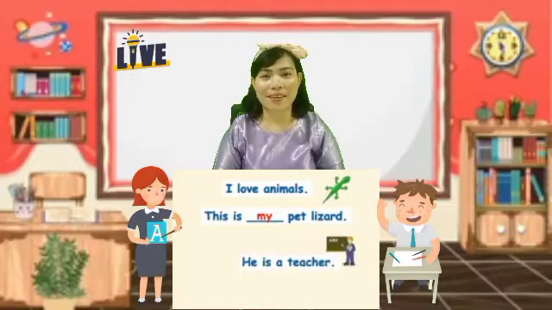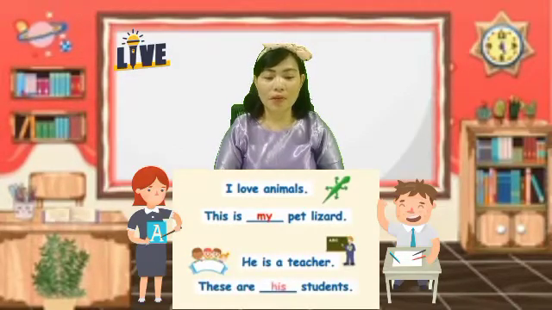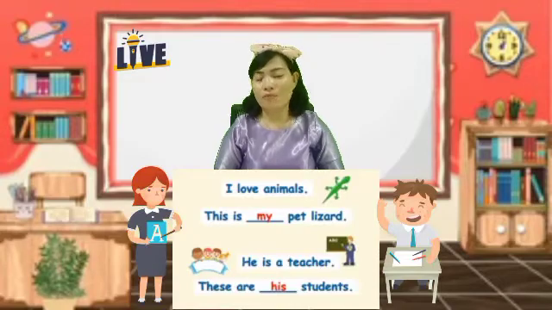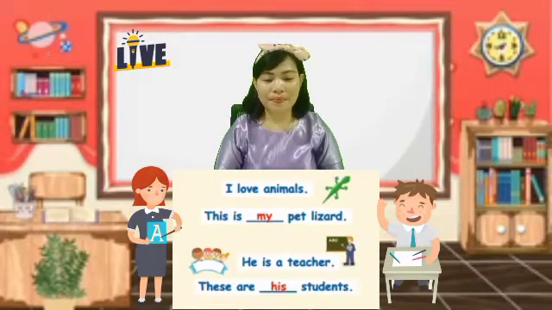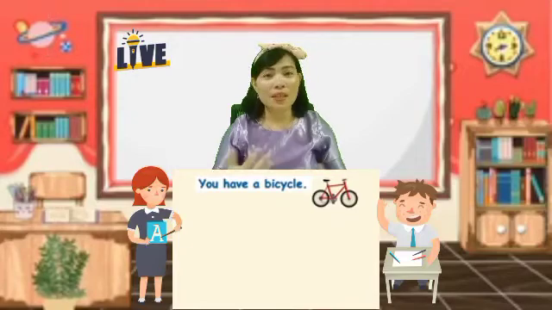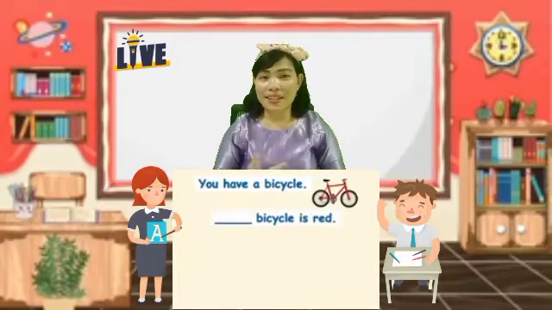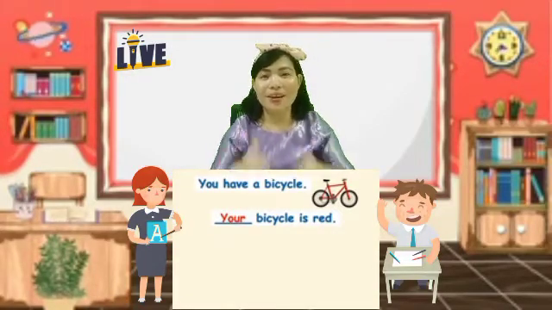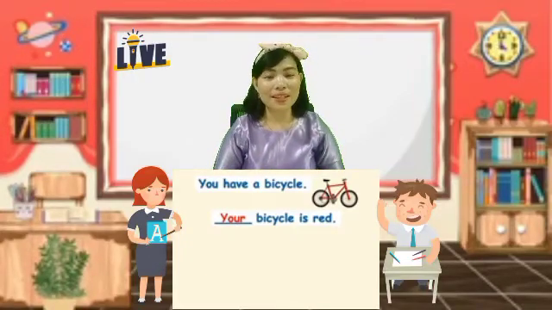Next, let's see again. He is a teacher. Subject pronoun, he. He is a male or a man. So the possessive adjective of he. Yes, correct. His. So these are his students. Very good. Next, let's see. You have a bicycle. Subject pronoun is you. So the possessive adjective is your. Yes, correct. Your. So your bicycle is red. Correct.